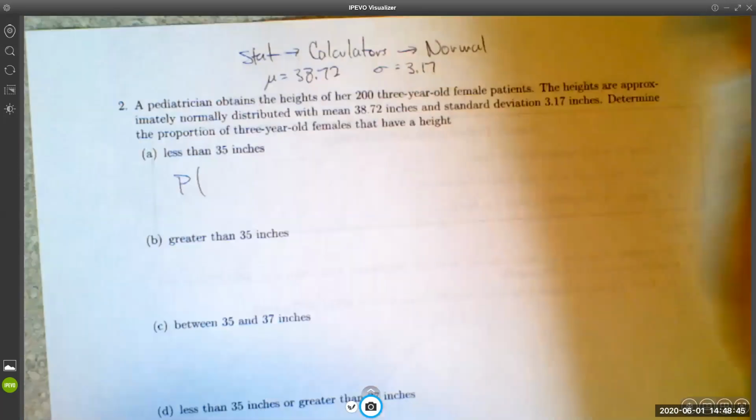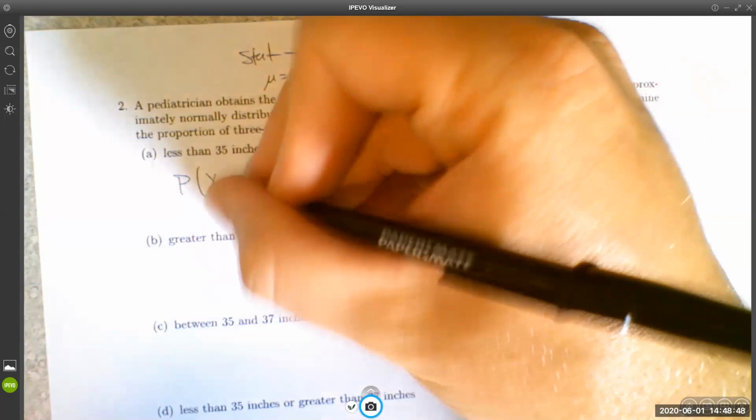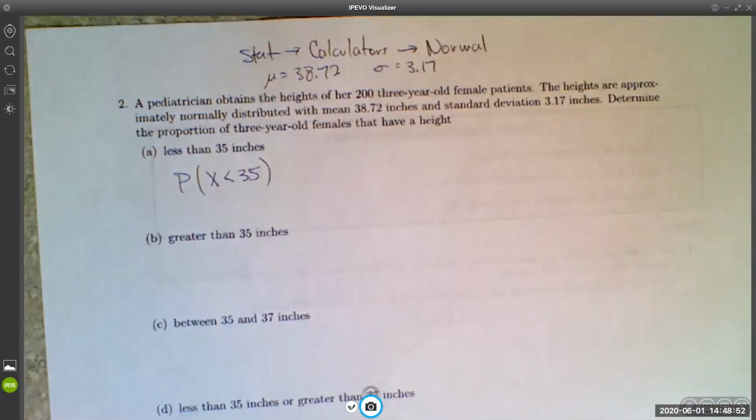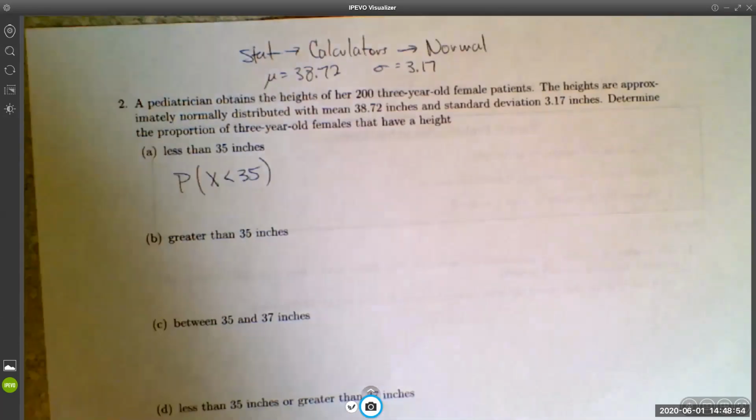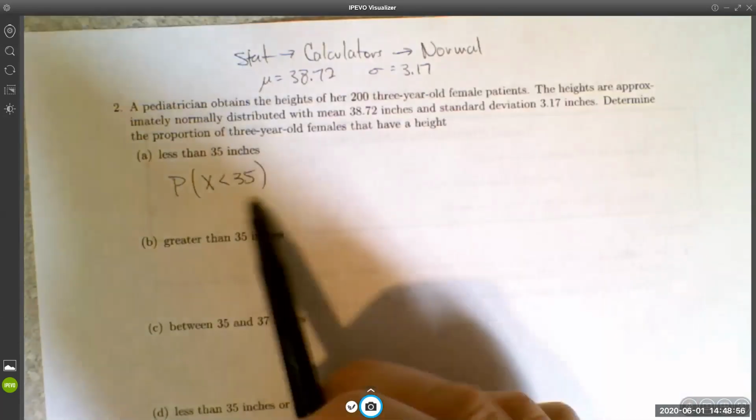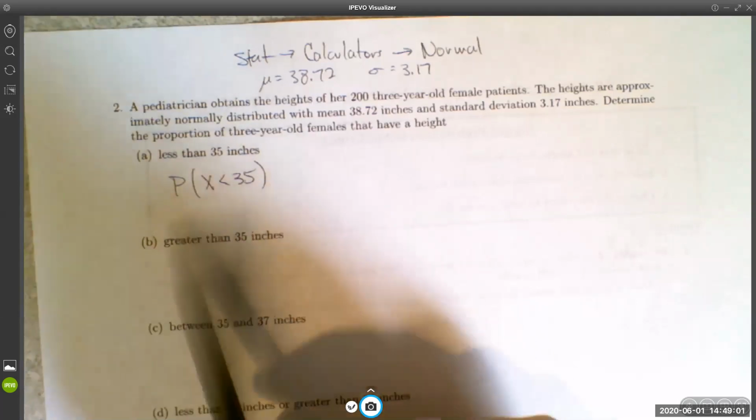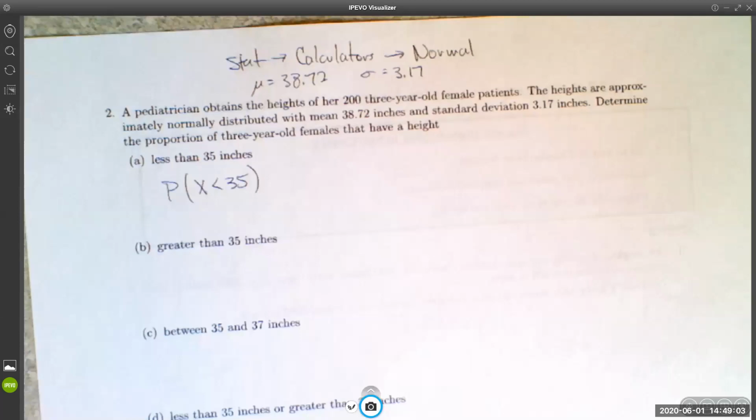In part A, we want the probability that the randomly selected girl is shorter than 35 inches. Okay, so we want probability X is less than 35. And by the way, on tests and quizzes, I want to see you write out this probability notation. I need you to write it out for me. Write out exactly what I'm writing here. But let's see what we get.